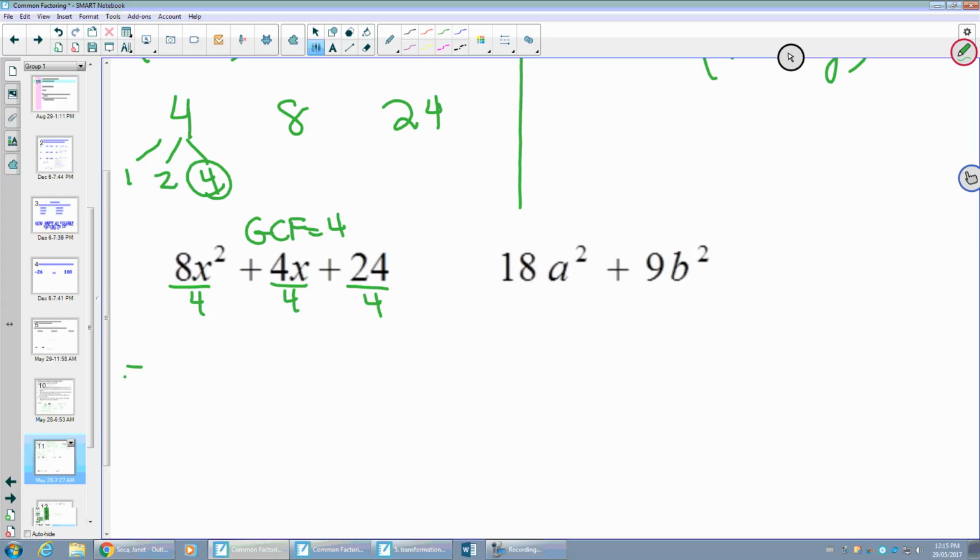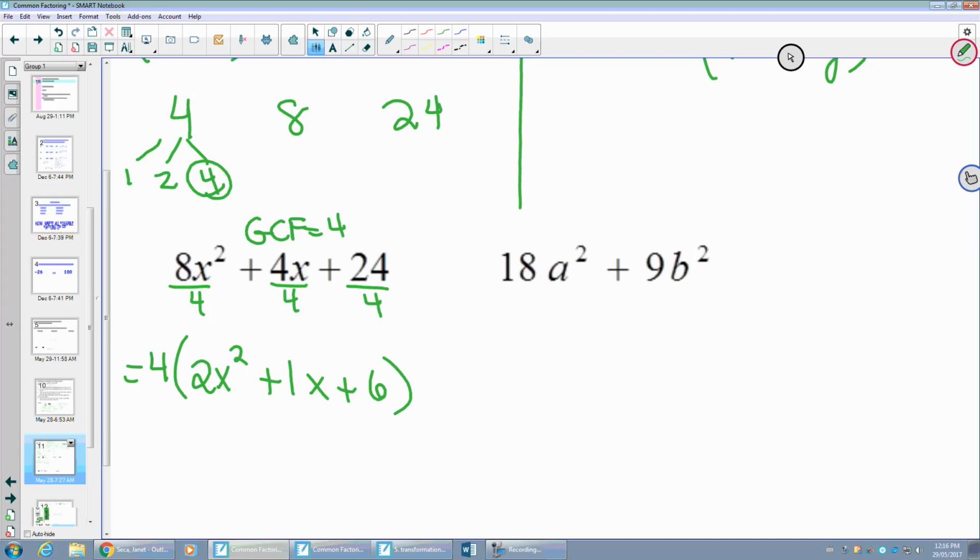On my next slide, I'm going to write 4, which is my greatest common factor, then a bracket. I can now do this division. 8 divided by 4 gives me 2x squared. 4 divided by 4 gives me 1, so I'm going to write 1 plus x. Plus 24 divided by 4 gives me 6. And that becomes my final answer. That's all we have to do. So finding the greatest common factor is probably the trickiest piece there. You divide by that greatest common factor every single term, and then you write what's left over.